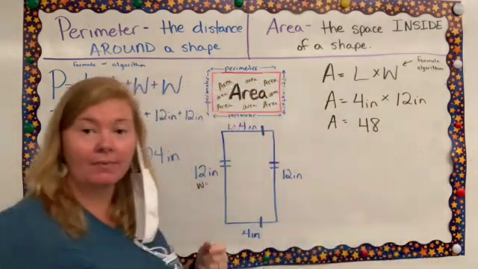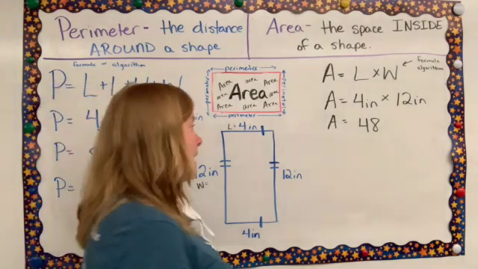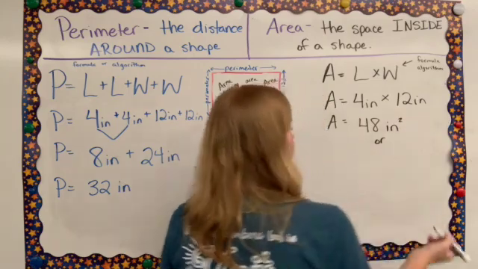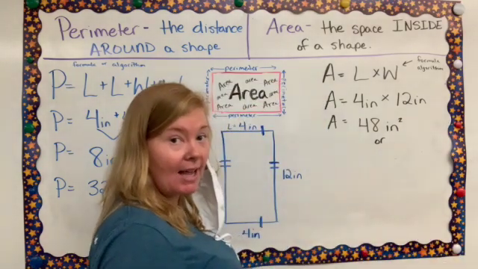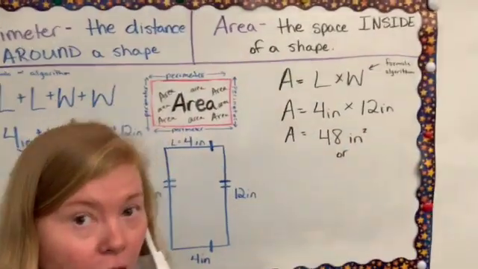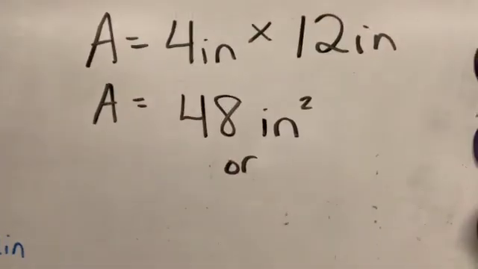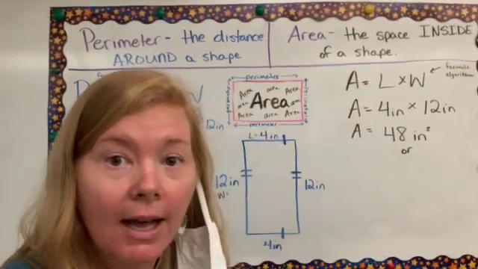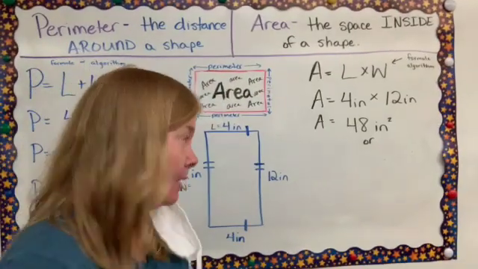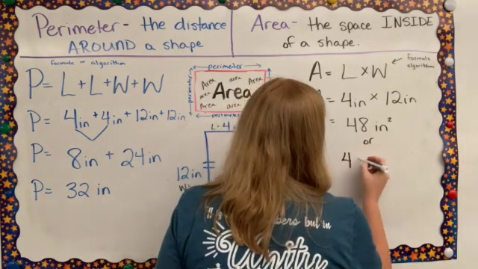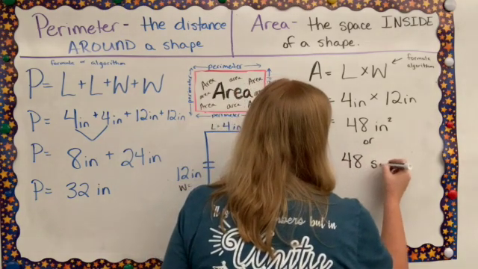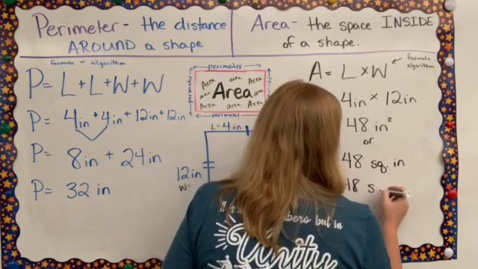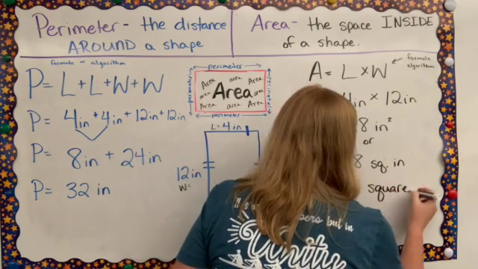48 what? How do I finish this? Yes, 48 inches squared, or, since you can't make that little 2, let me get a little closer so you can see my little 2. Since you can't make that little 2, you have to actually write it out on your work. How do I write it out? Yes, 48 square inches, or completely write it out, square inches.